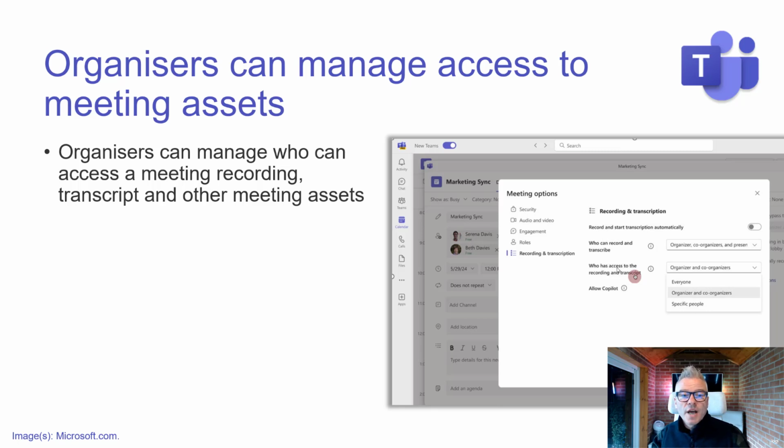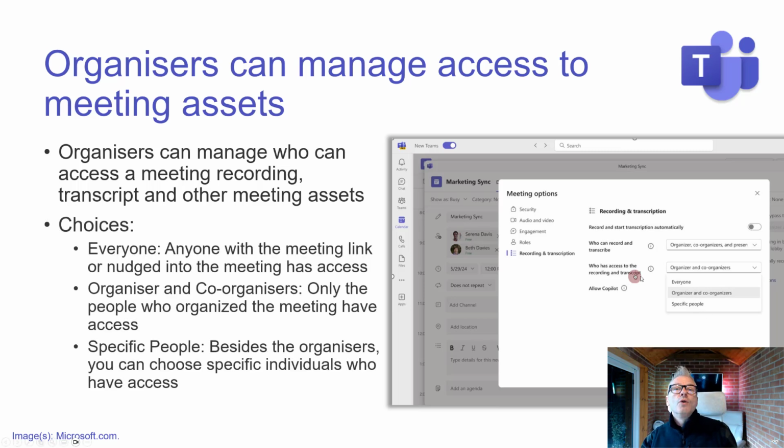Organizers can manage access to meeting assets. It might be, folks, that you're running a meeting and you actually don't want everybody to have access to the transcript and everything else. Maybe you have a very controlled meeting, or controlled distribution of information. You want to keep it to yourself, then maybe do something with it and share it out. You don't want people to have the raw version. So you've got some options: you can set it to everybody, the organizer and the co-organizers, or specific people.